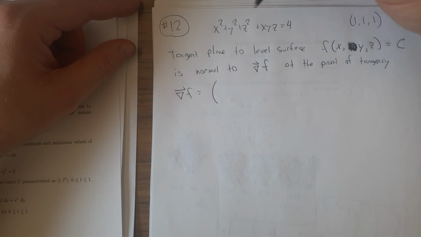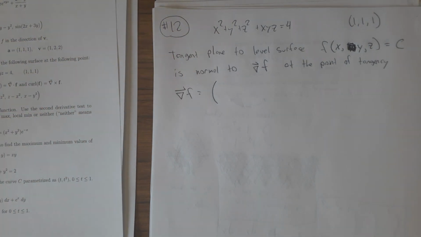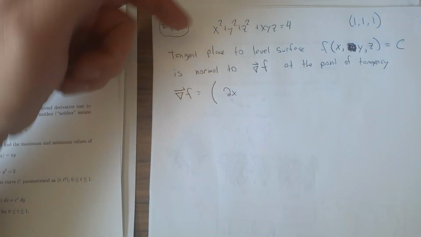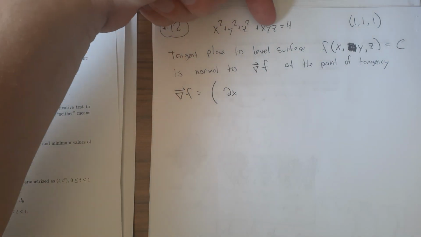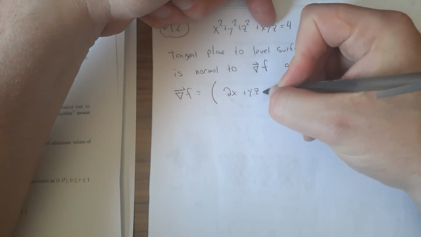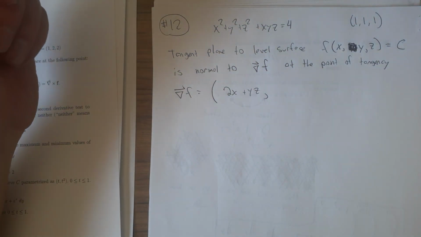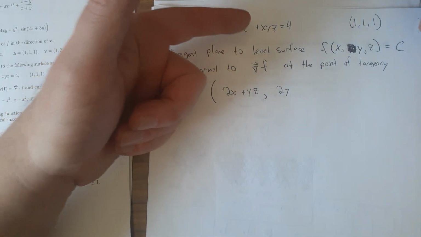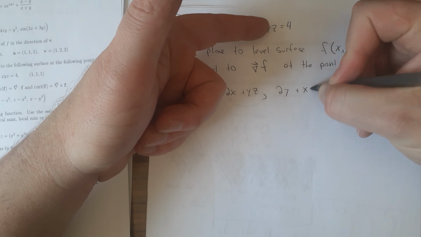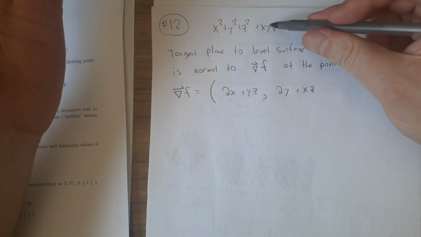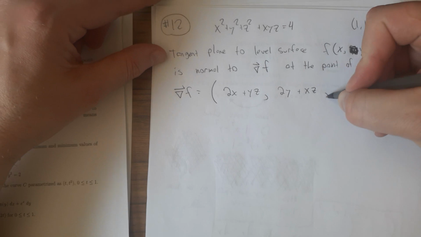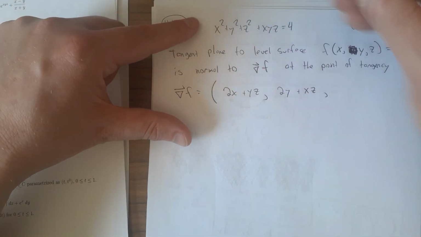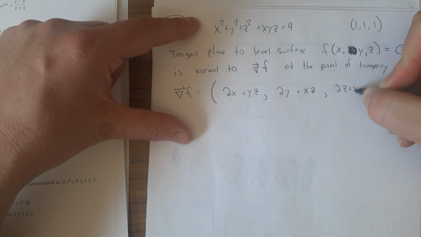This is my function. The gradient is just all partial derivatives. So partial with respect to x is 2x. This goes away, and then yz. Partial with respect to y is this goes away, 2y, this goes away, plus xz, because the y disappears. Partial with respect to z is this goes away, 2z plus xy.